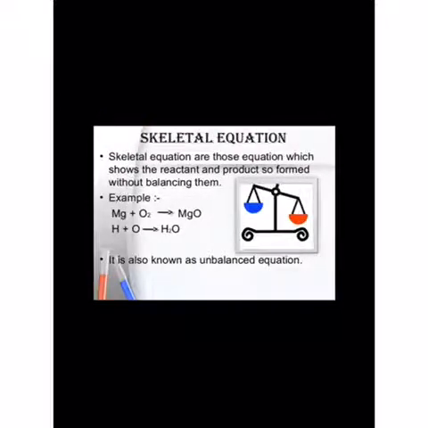Now, what are skeletal equations? Skeletal equations are those equations which show the reactants and products formed without balancing. It means it is an unbalanced chemical equation. For example, magnesium plus oxygen gives magnesium oxide. Here you can see on the left hand side there are two atoms of oxygen, and on the right hand side, where the product magnesium oxide has formed, there is only one atom of oxygen. It means the number of atoms of each element is not balanced. So it is called an unbalanced equation.